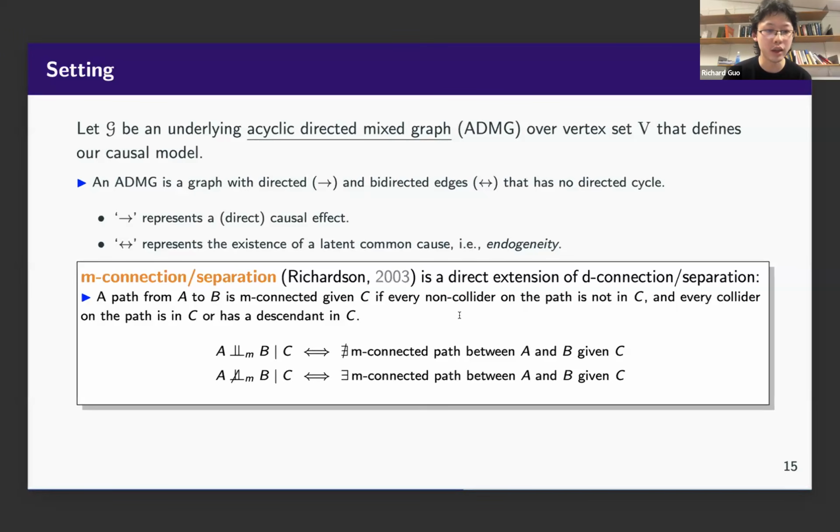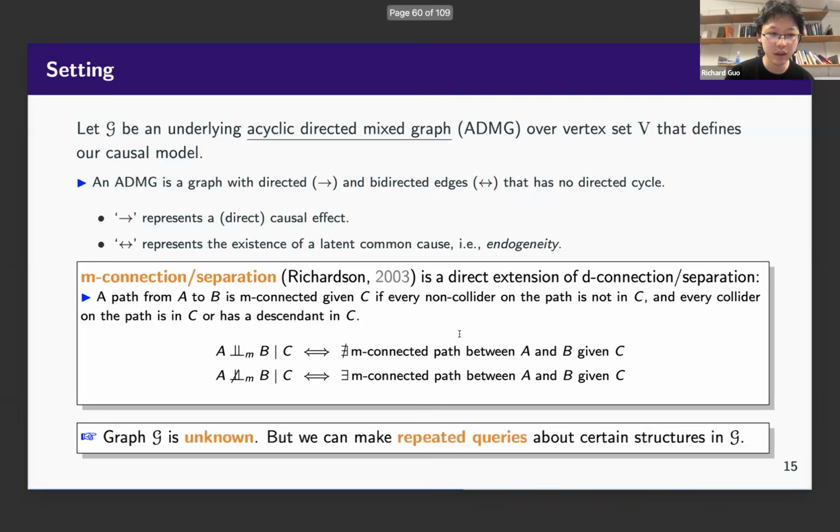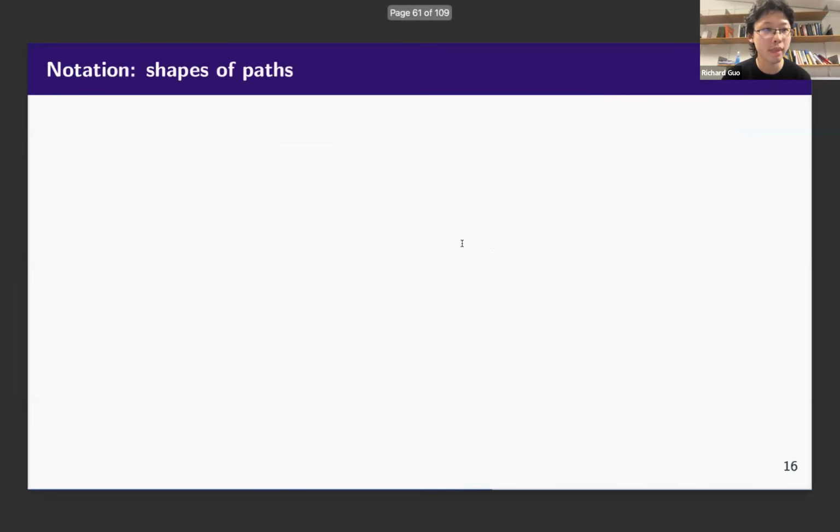And this induces a relation that can be posited for any triplet of sets. For A, B, and C, which I suppose are disjoint, there is a way to test whether A and B are M-connected given C, or A and B are M-separated given C, by testing whether there is an M-connecting path between A and B given C. Okay, so I'm going to assume we're operating under an unknown graph G, but we can make repeated queries about certain aspects of G. Okay, let me introduce some notation.